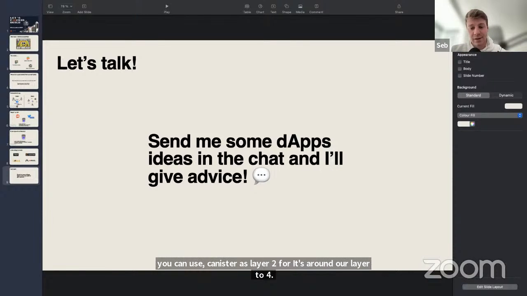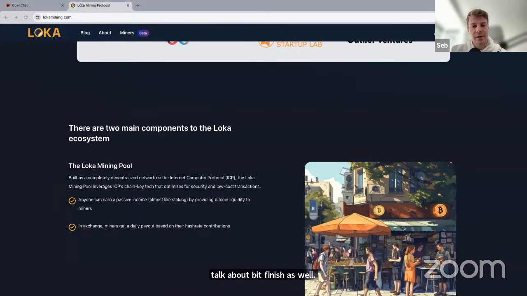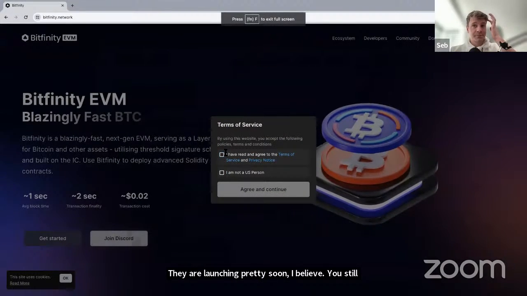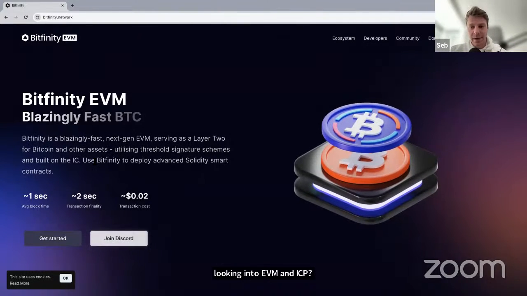And that's a huge potential for it. I would like to talk about Bitfinity as well. They are launching pretty soon, I believe. If you're looking into EVM and ICP, you can take a look at Bitfinity. Bitfinity is an EVM built on ICP.